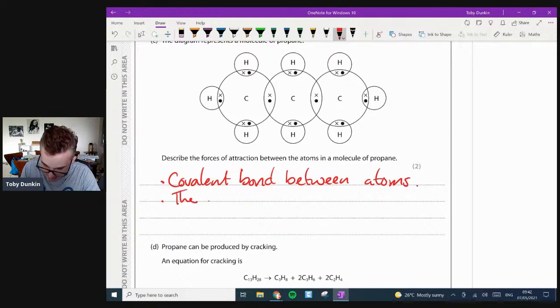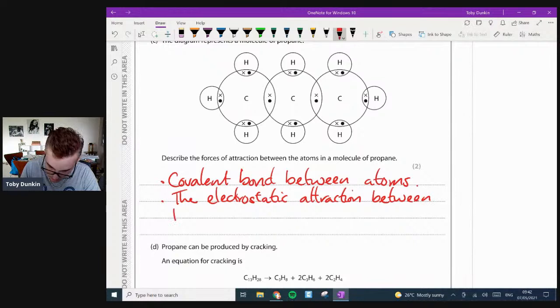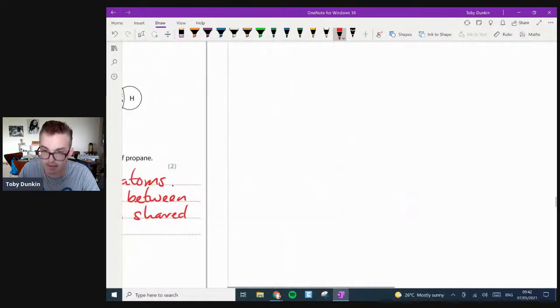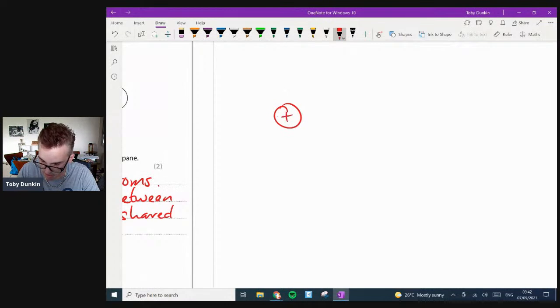The electrostatic attraction between the two nuclei and the shared pair of electrons. I always like to draw a diagram for this. So I would always draw a positive nucleus, a shared pair of electrons, and a positive nucleus. There's the electrostatic attraction that's holding them together.